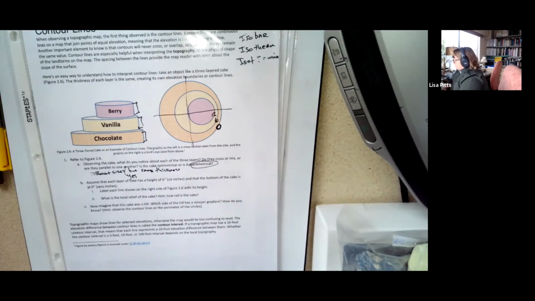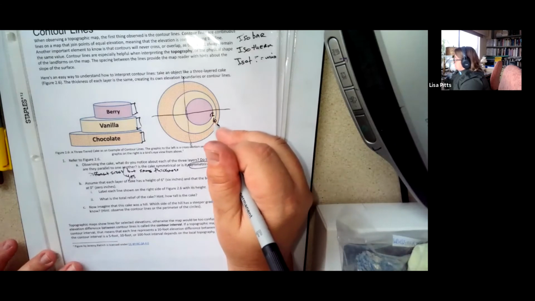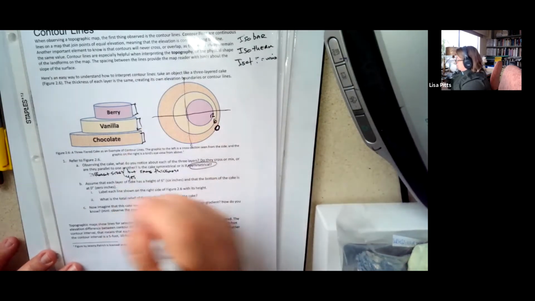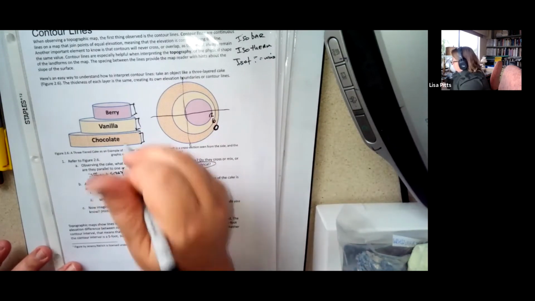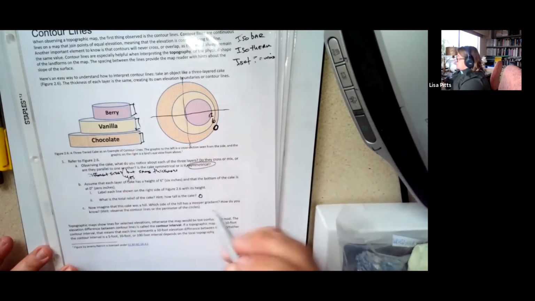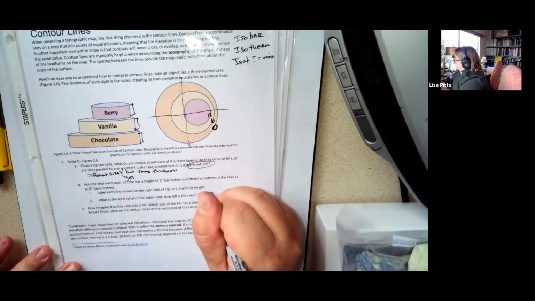What is the total relief of the cake? Well, 0 is the bottom, 6 is the bottom, and then 12 is the bottom, but they want to know the total relief of the cake. That's the difference between the bottom, which is 0, and the top, which is actually 6 inches higher. So that would be 18 inches.